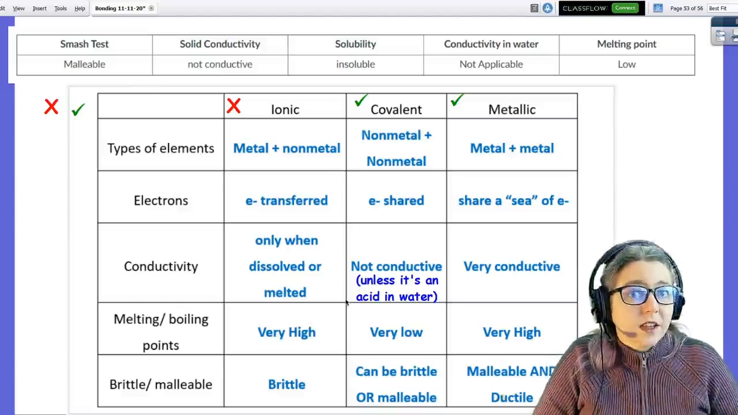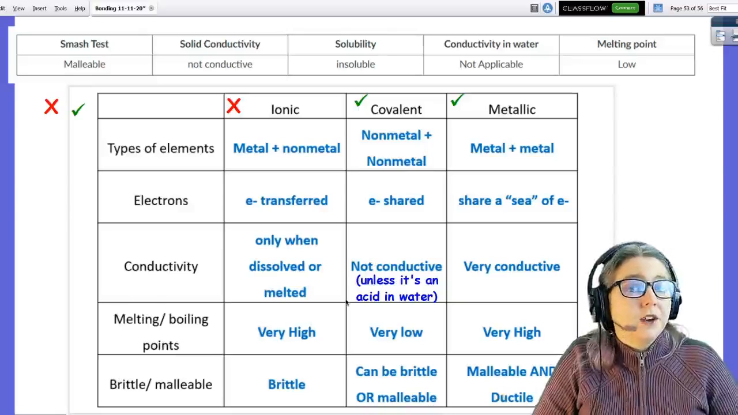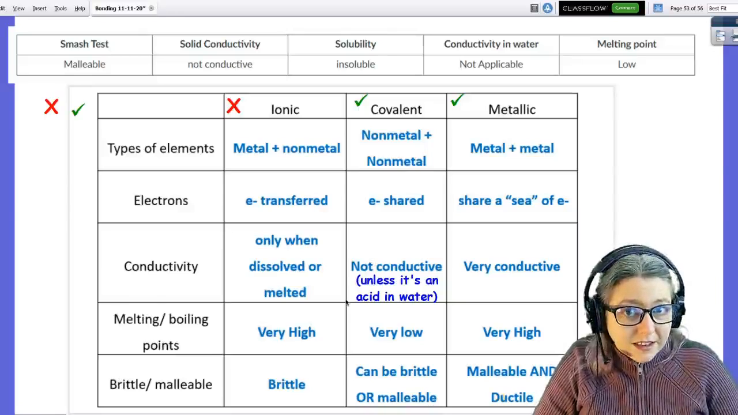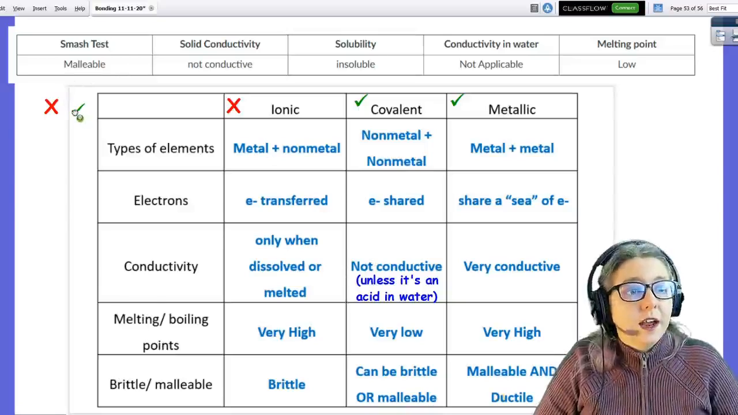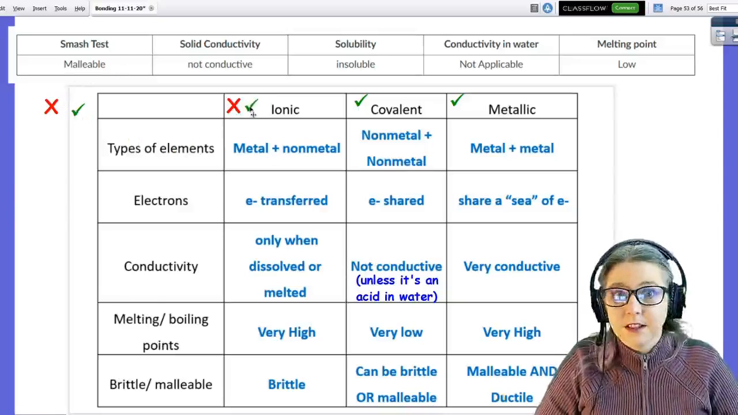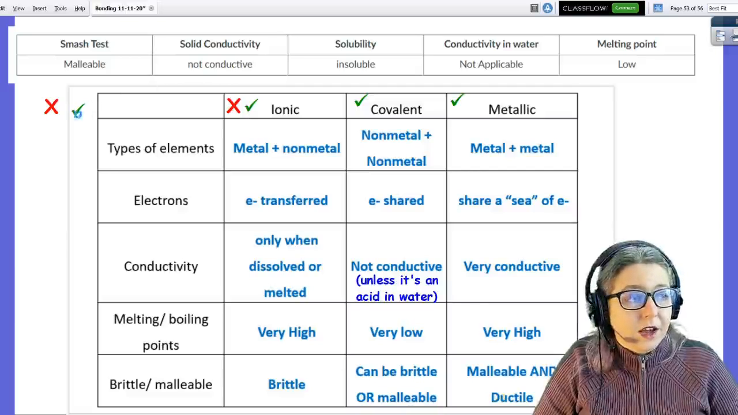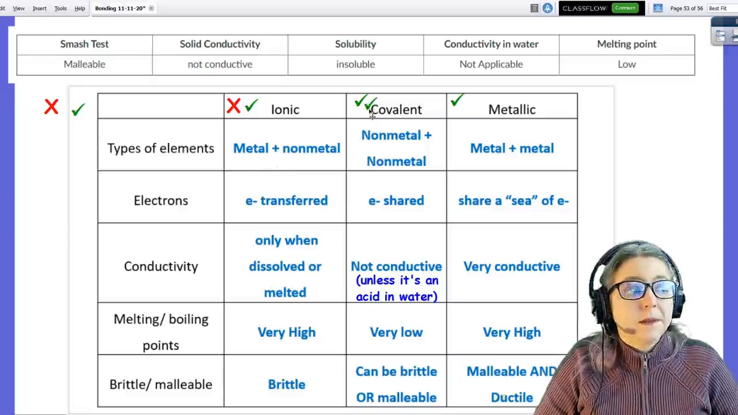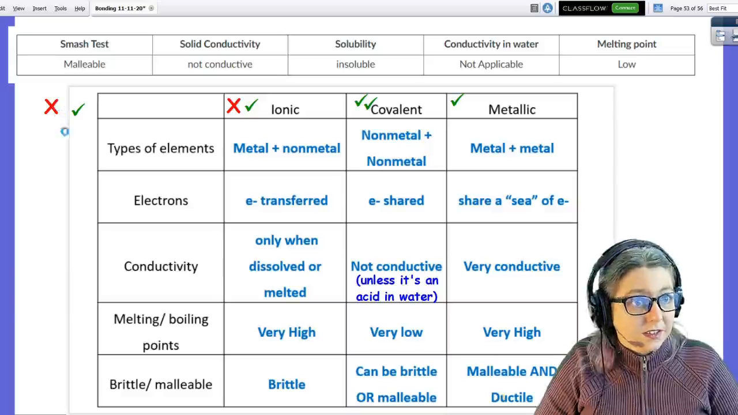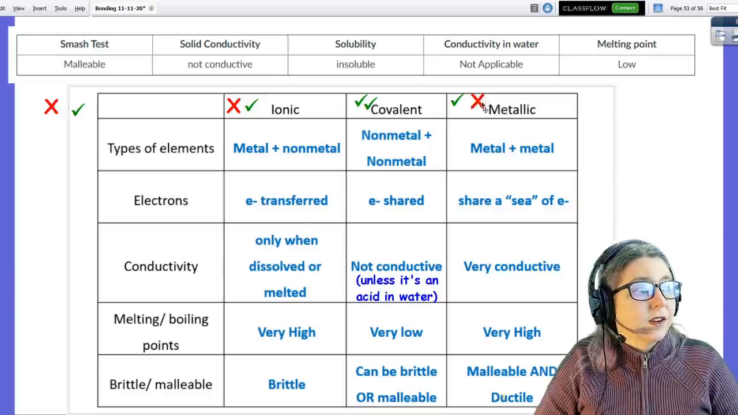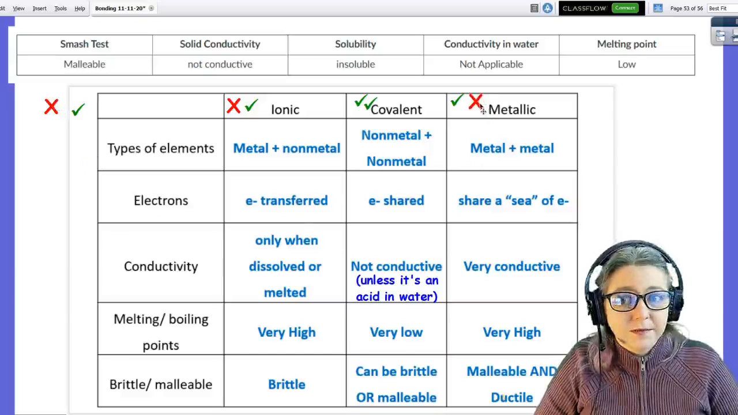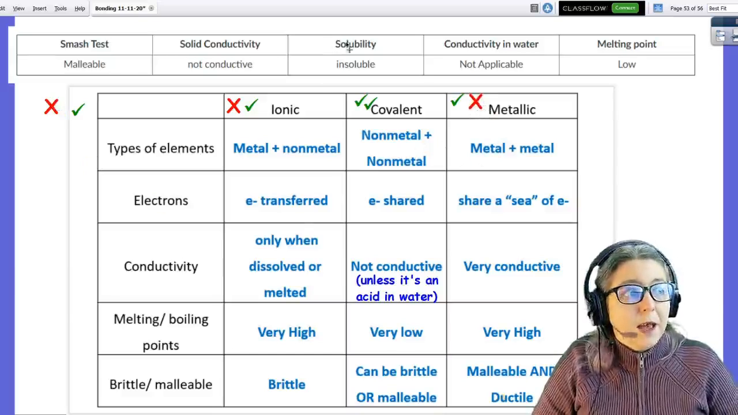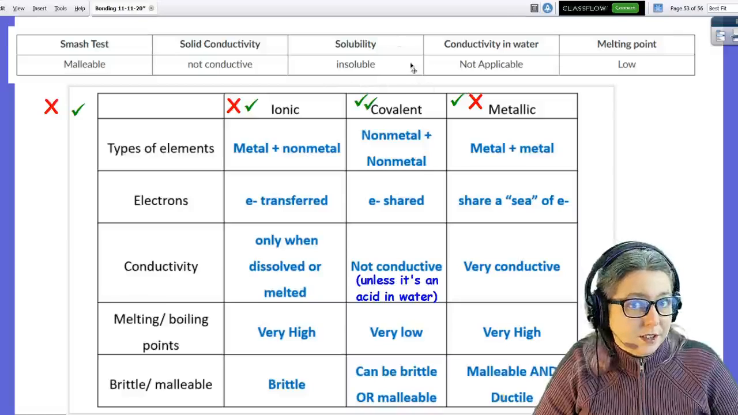So next was solid conductivity. My unknown did not conduct electricity as a solid. Well, ionic compounds don't conduct electricity as a solid. Covalent compounds do not conduct electricity as a solid. Metallic compounds are very conductive. They do conduct as a solid. So it's probably not metallic for that reason. Let's keep going. My solubility was insoluble.